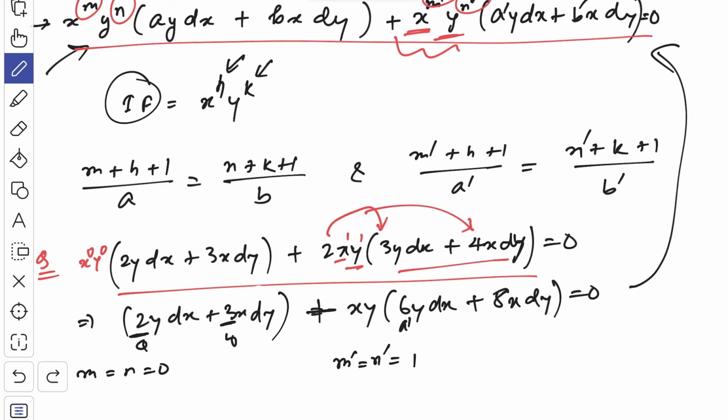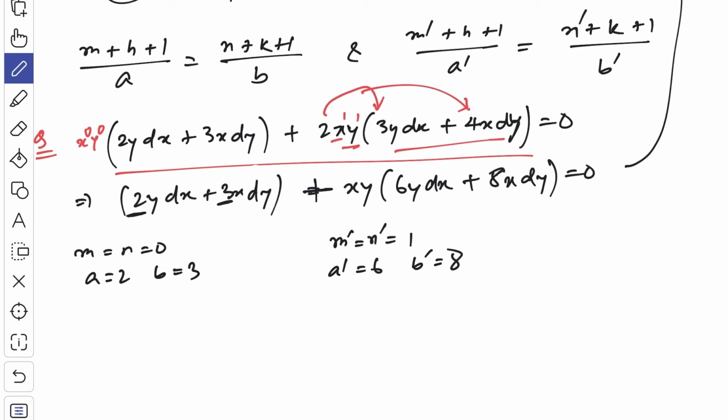Okay, so our a is 2, b is 3, a dash is 6, and b dash is 8. Okay, so we have got the values of a, b, m, n, m dash, n dash, a dash, and b dash. Okay, so we have got those values.